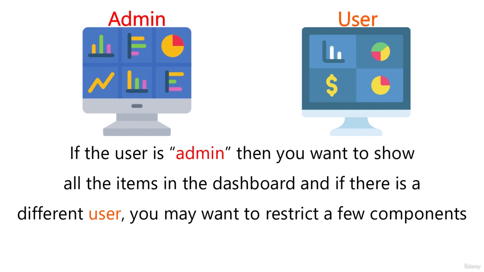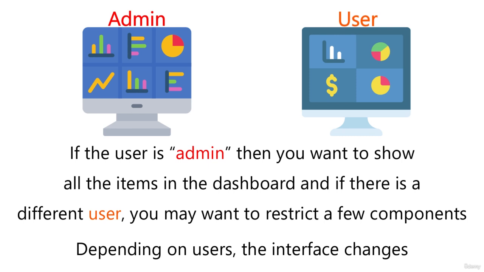For example, if the user is admin, then you want to show all the items in the dashboard, and if there is a different user, you may want to restrict a few components. Depending on users, the interface changes. This is a very common example you can think of for conditional rendering.